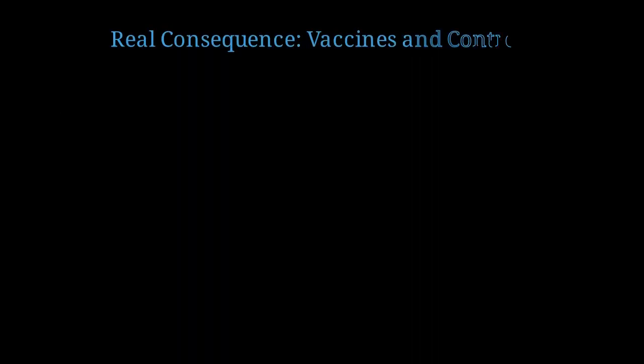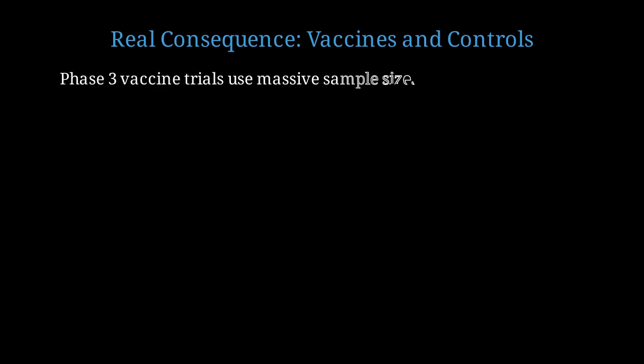Let me give you a real-world consequence of proper controls. In vaccine trials, having the right controls literally saves lives. Phase 3 vaccine trials often involve 30,000 or more participants. Half receive the vaccine, half receive a placebo. This large sample size is necessary to detect rare side effects. The COVID-19 vaccine trials used about 40,000 participants. They needed this many because they had to detect not just efficacy, but also rare adverse events that might occur in only 1 in 10,000 people.